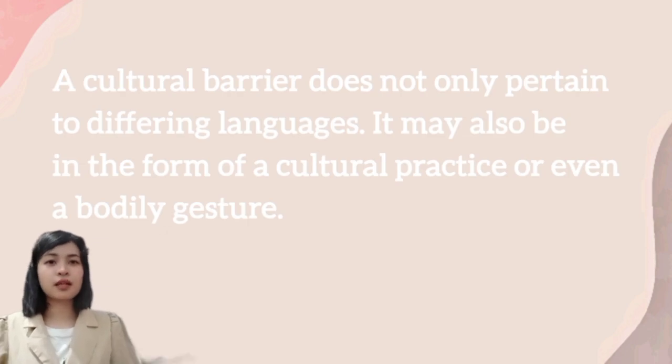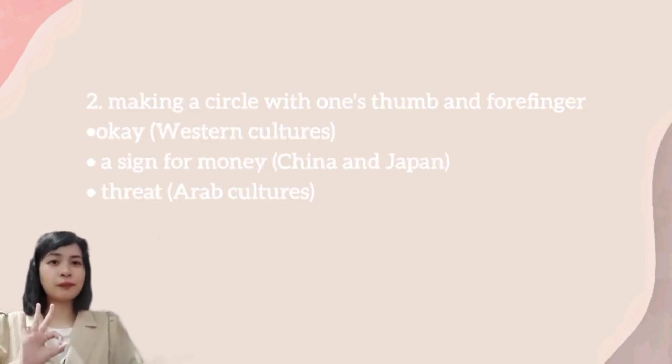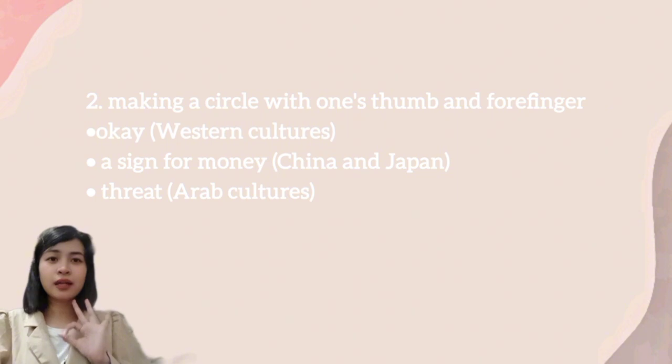So let's move forward. In cultural barriers, it is not only the different languages that cause miscommunication and misunderstanding. It is also the form of gesture. For instance, a gesture like this means approval, but in other countries, it's offensive. For instance, in Greece and Italy, it is offensive. Another example, a gesture like this in the Philippines and other countries means okay, but in China, it means money.